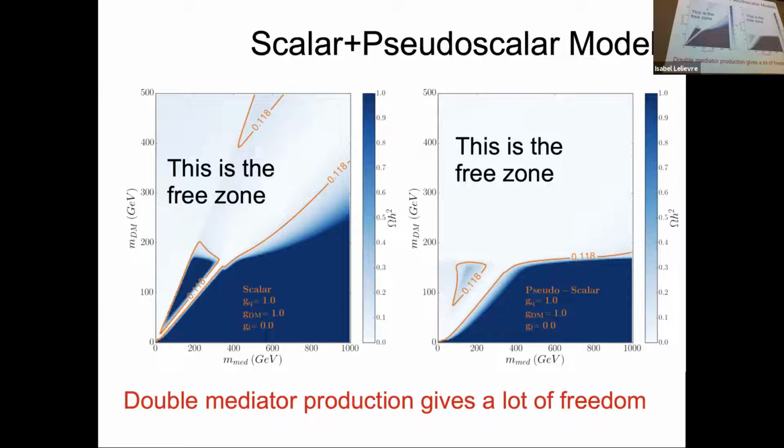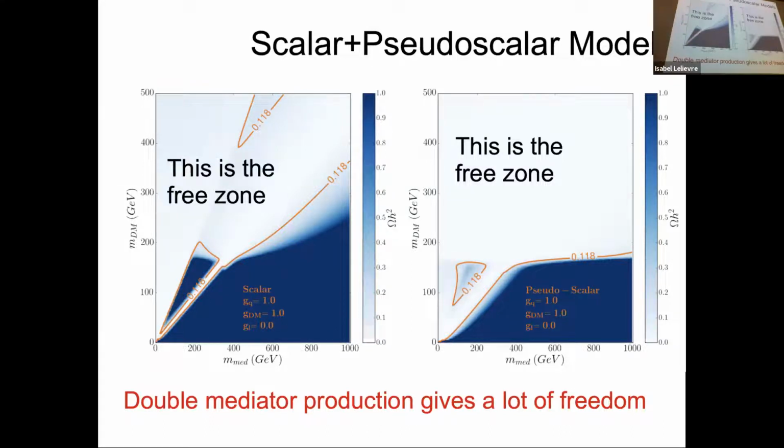Where does that exclusion come from at the top? This one? So again, it's the same two lines that I showed you before. One is where the mediator mass, M mediator, is double the dark matter mass. And this line here is M mediator equal to dark matter mass. So this is double mediator production.